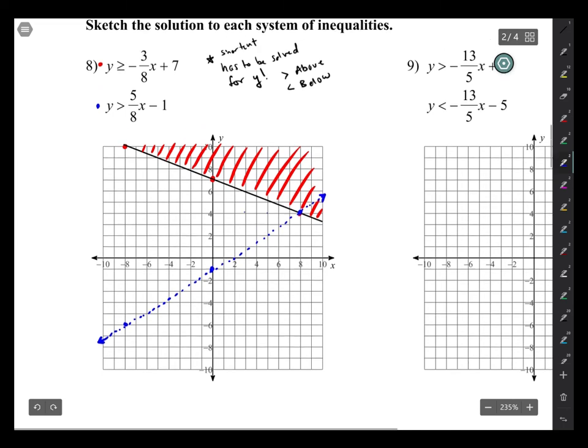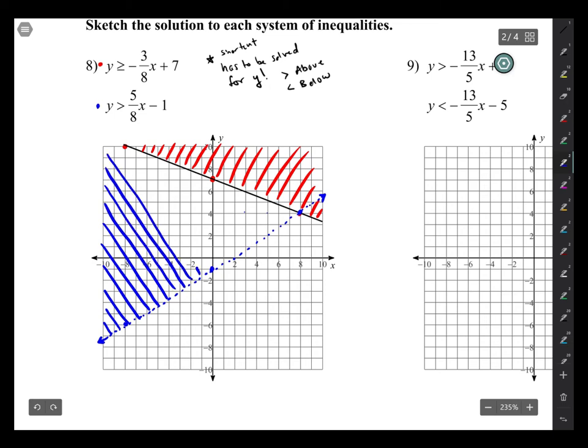And so we're going to use our little shortcut. It has to be solved for y, it is. And we're going to shade above. So we just have lines above here. Happy shading. Happy shading.